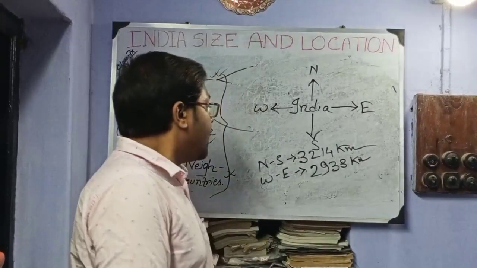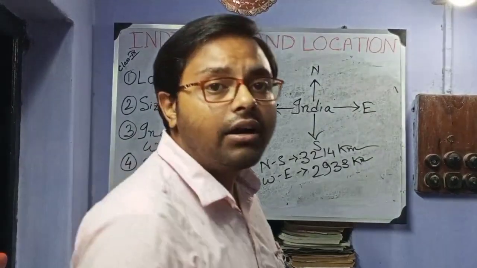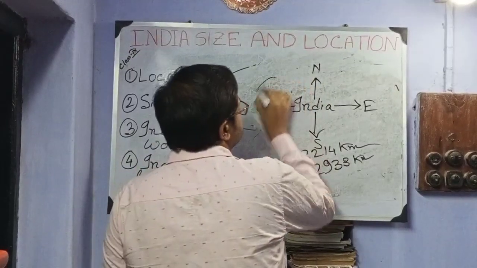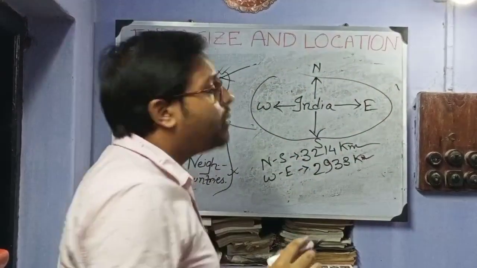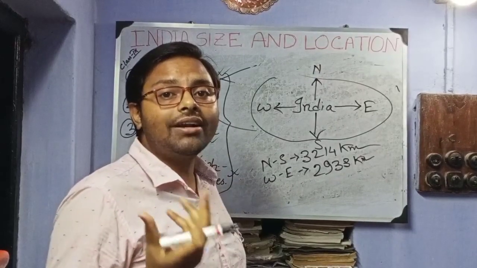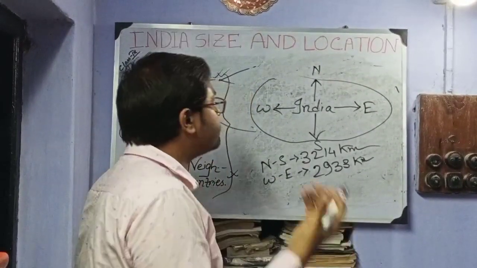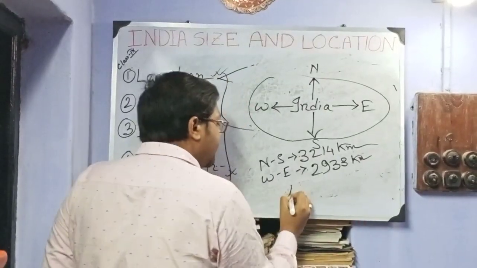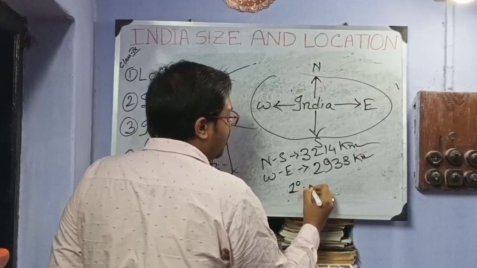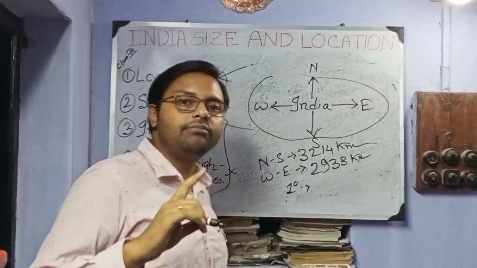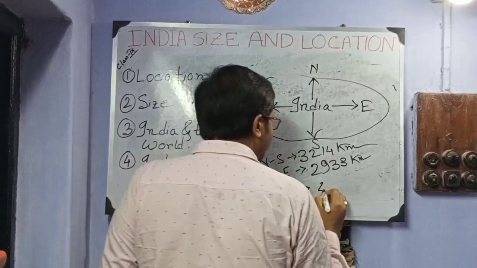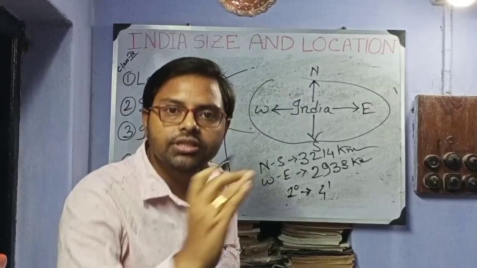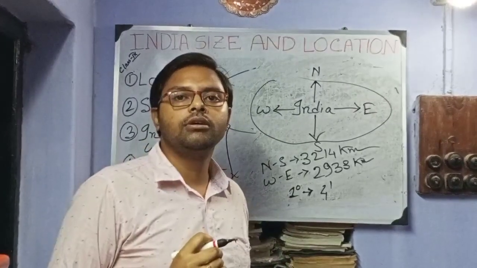So, due to its vast area, such a large area, but what is the basic factor about the time zone? The time zone is 1. If we see as per law, for 1 degree change of longitudes, the time difference is about 4 minutes. For the changing of 1 degree longitude, the time difference is 4 minutes.